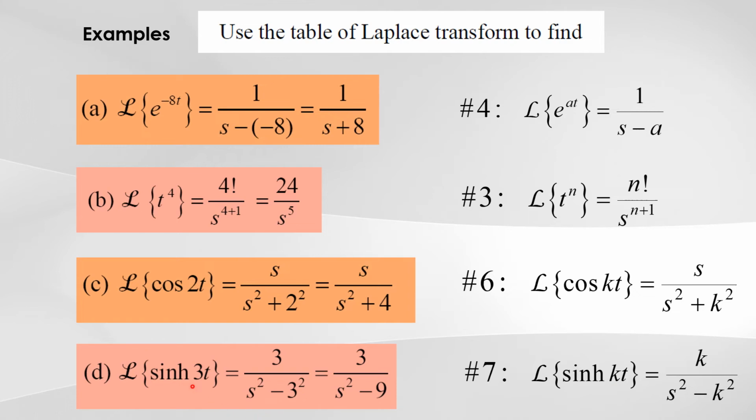In this case, we say that k is equal to 3, so substitute k by 3 in this formula. So the answer will be 3 divided by s squared minus 3 squared, or in other words, it is 3 over s squared minus 9. Notice that all the given functions where we want to find the Laplace transform are expressed in terms of t, and the final answers are all expressed in terms of s.